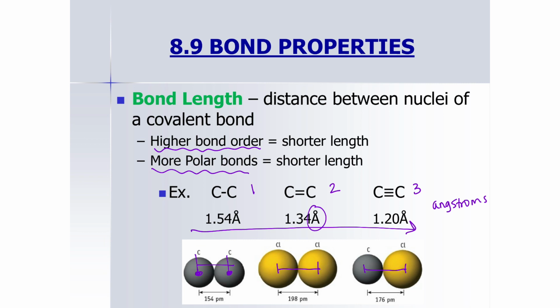Now, you can find these numbers in your reference booklet should you need them. They are on page 8 in your reference booklet. I believe they are in picometers, not angstroms, but it still gives you the relevant info you need. So if you need to actually look up the length for some reason, you can do that in the reference booklet.